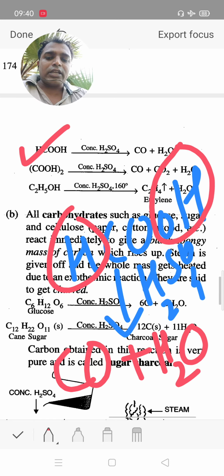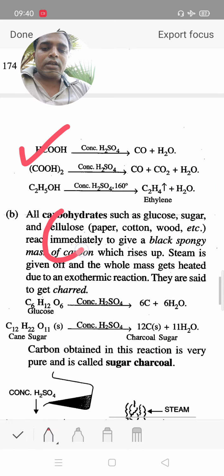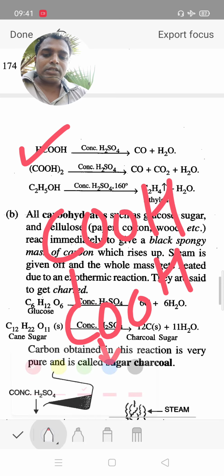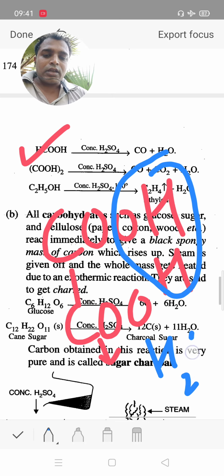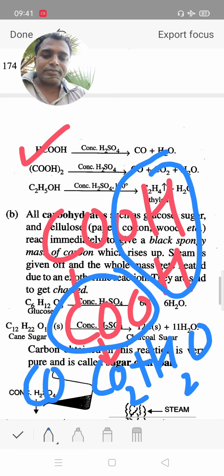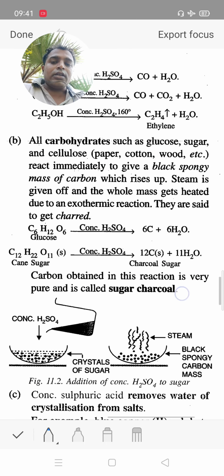Same kind of another example, oxalic acid. Oxalic acid also reacts with sulfuric acid. In this also there is removal of water, H2O, and removal of CO2, carbon dioxide, and carbon monoxide. When oxalic acid reacts with sulfuric acid, it gives carbon monoxide, carbon dioxide and water.